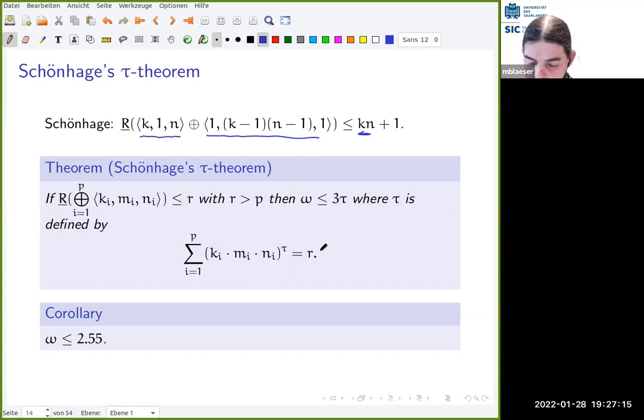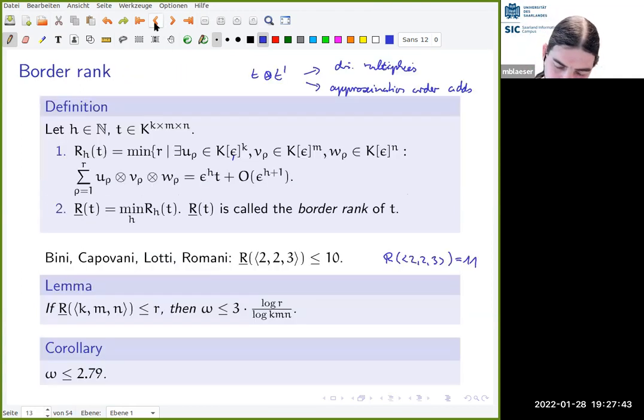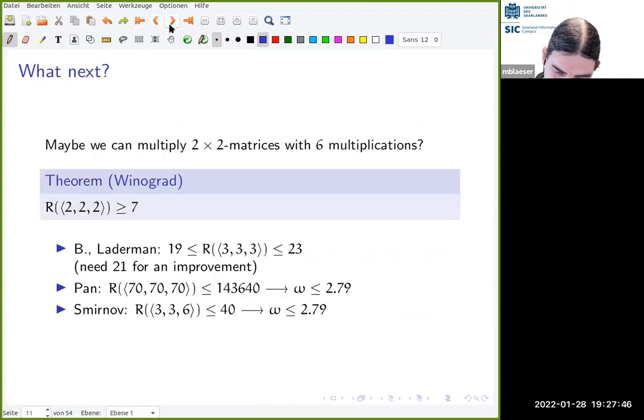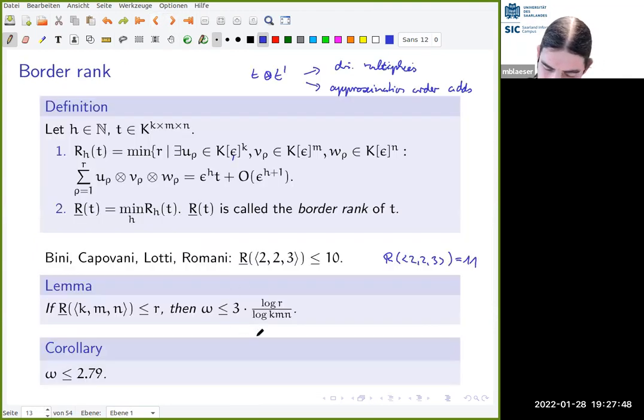ordinary matrices. And essentially, the result says this is the tau theorem, that whenever you have an upper bound on such a direct sum of matrix multiplications, then you get an upper bound for the exponent omega, which is 3 tau, and tau is defined by this equation. And that's again, if you just have here one, or if p equals 1, you have only one product, then you exactly recover this result here.